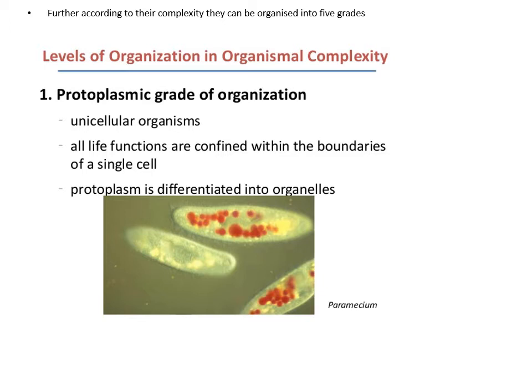Protoplasm is differentiated into organelles. Examples: Paramecium, where the single cell becomes an organism. It's a unicellular organism. All life functions are confined within the cell, where the organs or the different systems of your body are performed by different organelles of the protoplasm. So this is known as protoplasmic grade of organization.